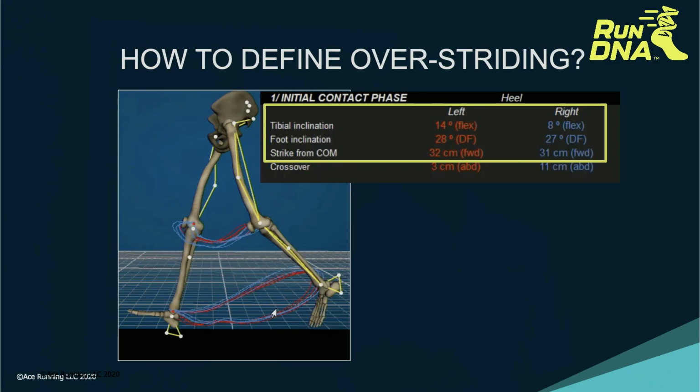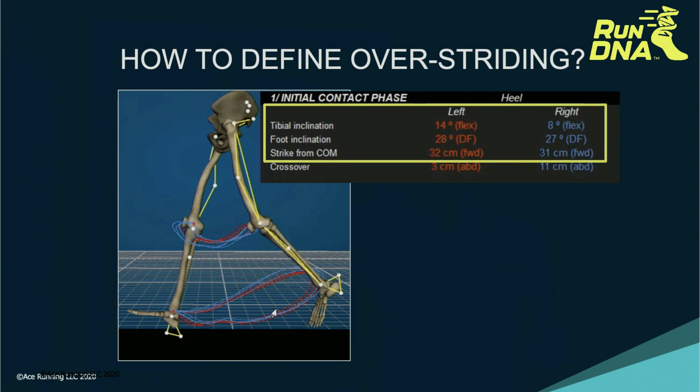If we're going to identify it in 3D, we use measures. This happens at initial contact. So we'll look at the angle of their foot inclination relative to the ground. We'll look at their tibial inclination, so is their shin vertical or is it more flexed or extended? And then we'll also look at a number called their strike from center of mass to see how far their foot's landing in front of them. These numbers are really helpful to be able to identify, did we actually change and how much so.